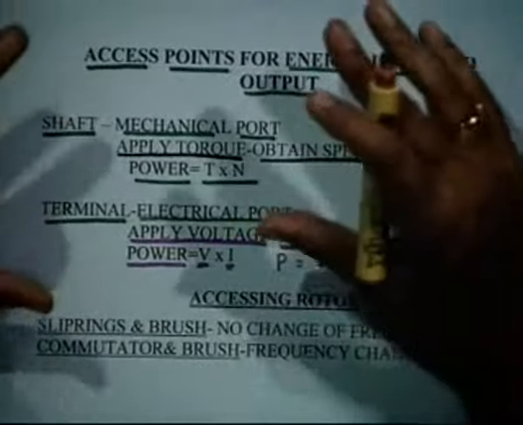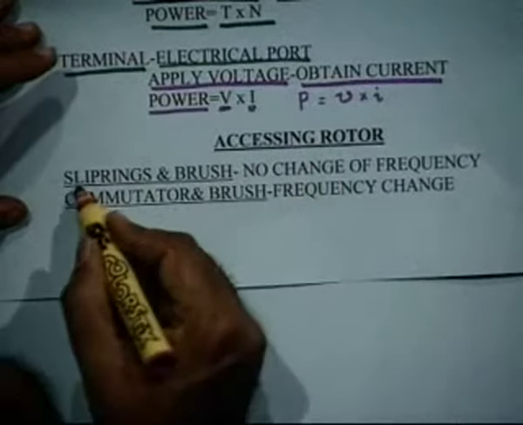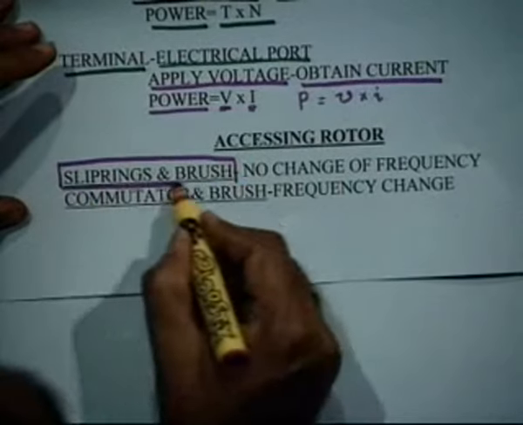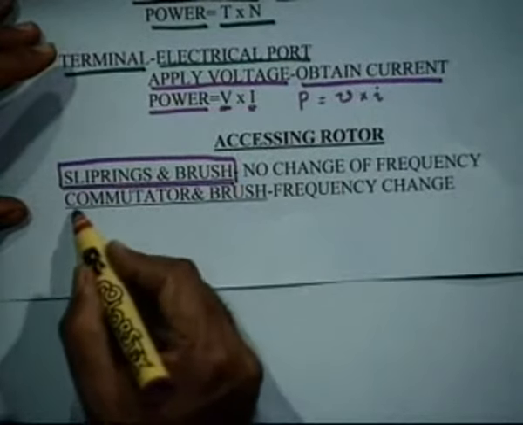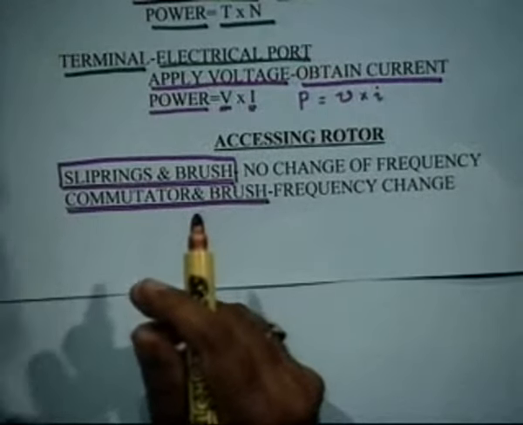Now accessing the shaft is easy, you can couple it with some other external mechanical element, but how do you access the windings of the rotor? The rotor has windings, how do you access them? That is the important aspect you should see. So we have two ways to access the rotor. One method we call the slip ring and brush arrangement, we will see what it is, and the second one is called commutator and brush. There are two ways you access the rotor windings.